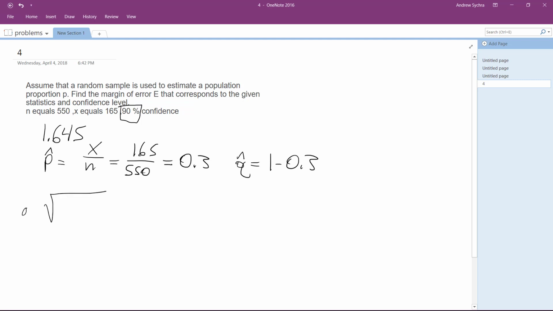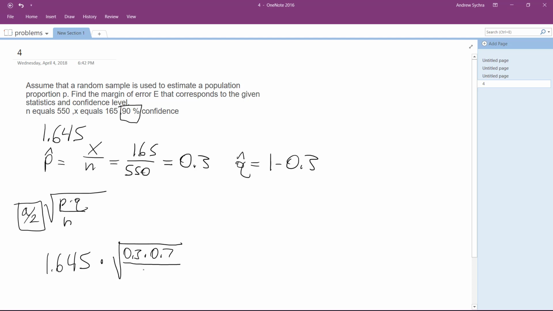So this is our alpha, our margin of error here, and then we're going to have p times q divided by n. So what we have is 1.645 times the square root of 0.3 times 0.7 over 550, and what we end up with when we multiply everything, take the square root of this and multiply that, rounded to four decimal places, we get 0.0321.